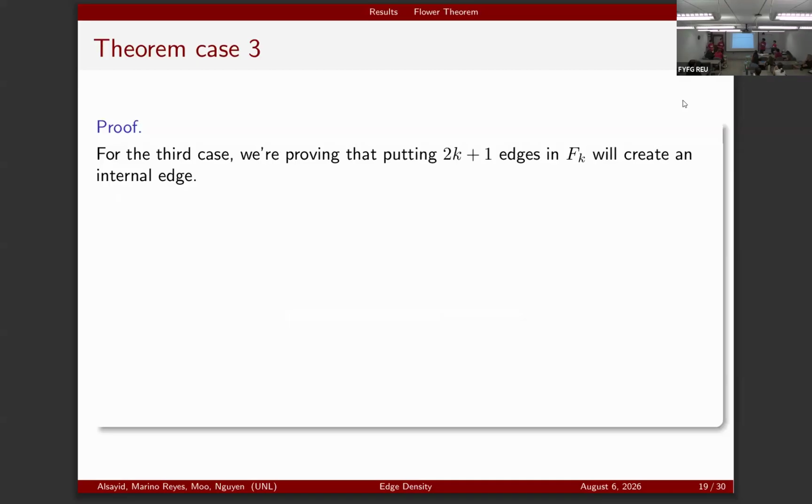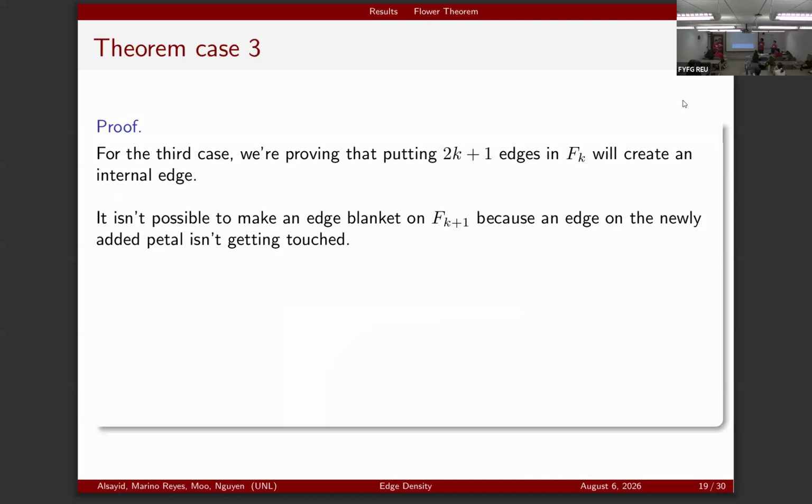So moving on to our third case. For the third case, we're proving that putting 2K plus 1 many edges in F of K will create an internal edge. And it's not possible to make an edge blanket in F of K plus 1 because an edge on the newly added petal is not being touched by any other edges.